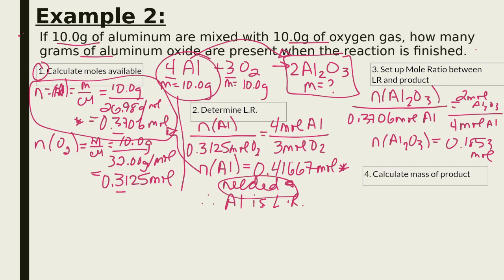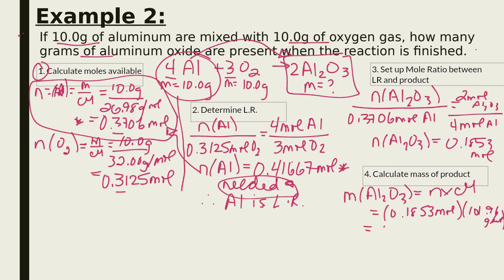Okay, and lastly, we're going to calculate the mass of the product that we should be obtaining. So we're going to set up mass of Al2O3. We know that's equal to the moles times the molar mass. We're going to make 0.1853 moles of it. And then the molar mass of aluminum oxide, 101.96 grams per mole. And I get a mass obtained of 18.9 grams based on sig figs in our starting data. So there you go, a 4-step method to solving stoichiometry problems using limiting reactants.